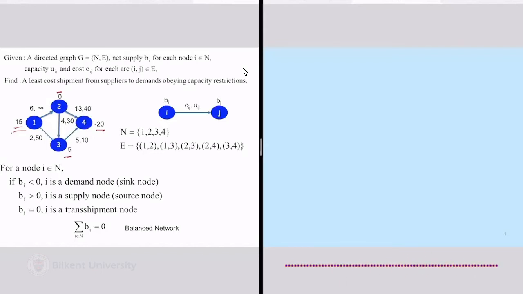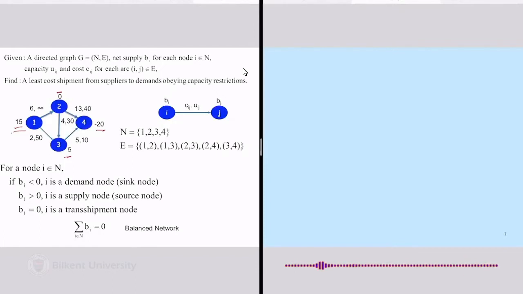So we give each node demand and supply values. Okay? If it is negative, that means it requires. And if it is positive, that means it's going to send. All right, so for this network, for example, now our network node set is from 1 to 4. Our arcs, as you see, look, there's an arc from 1 to 2. There's an arc from 1 to 3. There's an arc from 2 to 3, 2 to 4, and 3 to 4. All right?